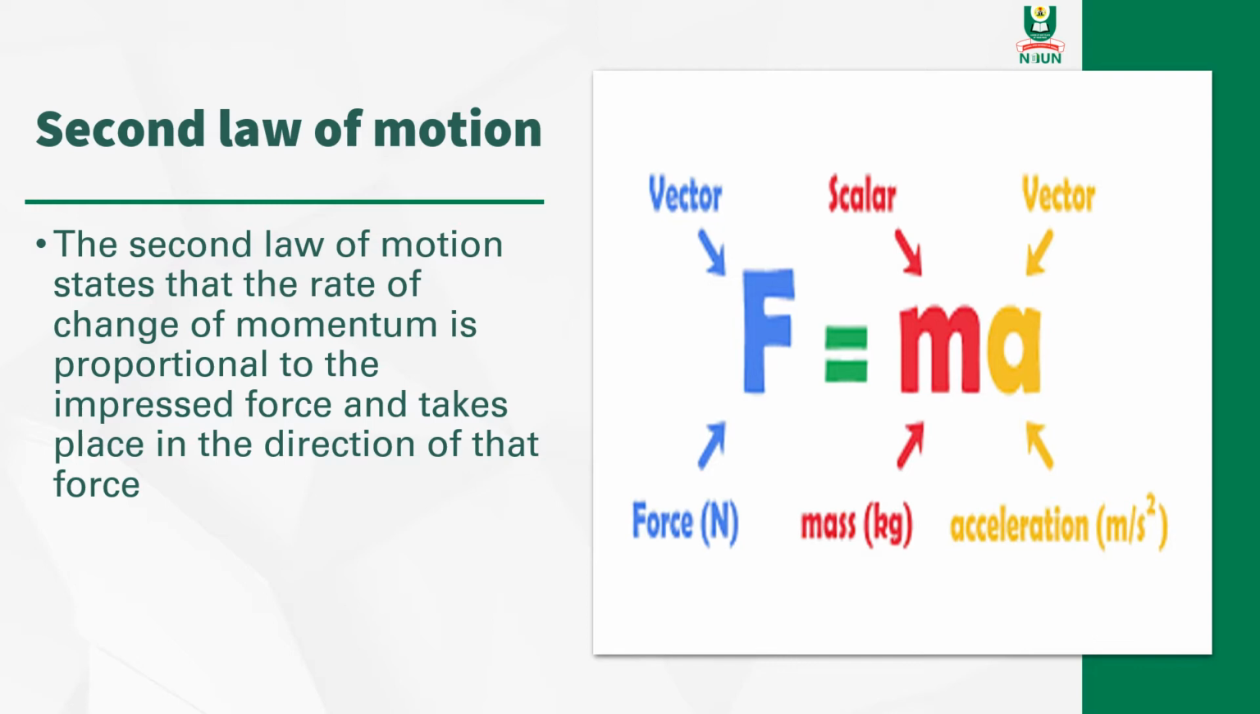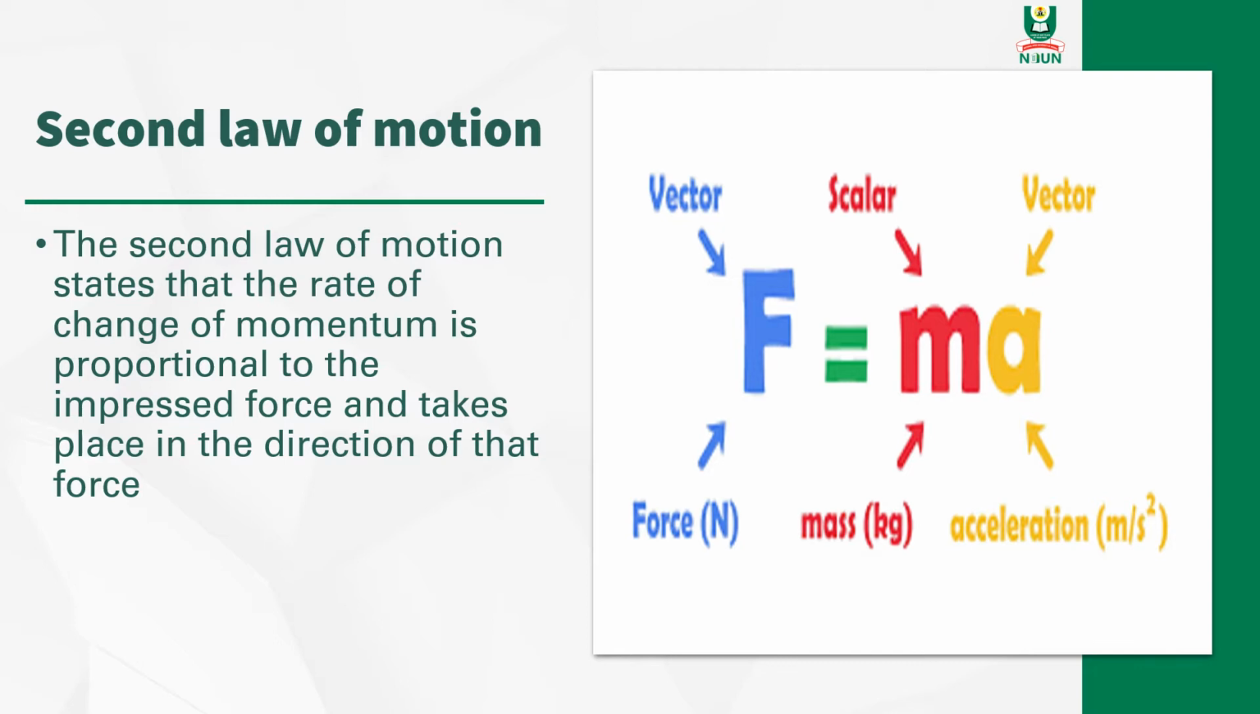So this next one is the second law of motion. The law states that the rate of change of momentum. What is momentum? Momentum is just the product of mass and velocity. When you multiply the mass of a body with the velocity attained by that body, you'll be talking about the momentum of that object, of that body.